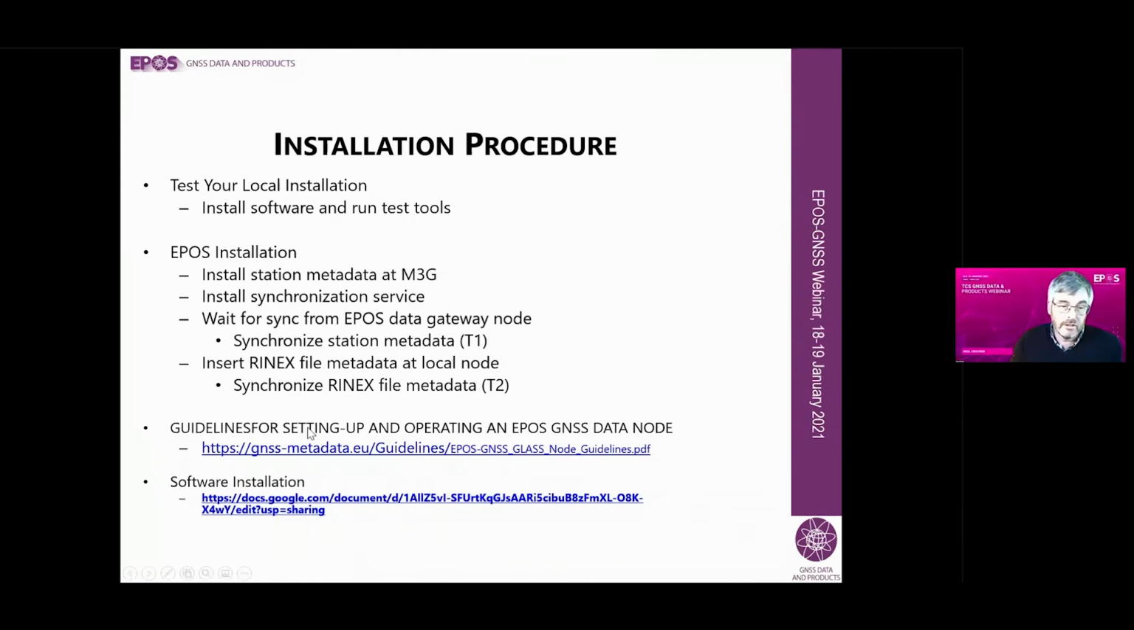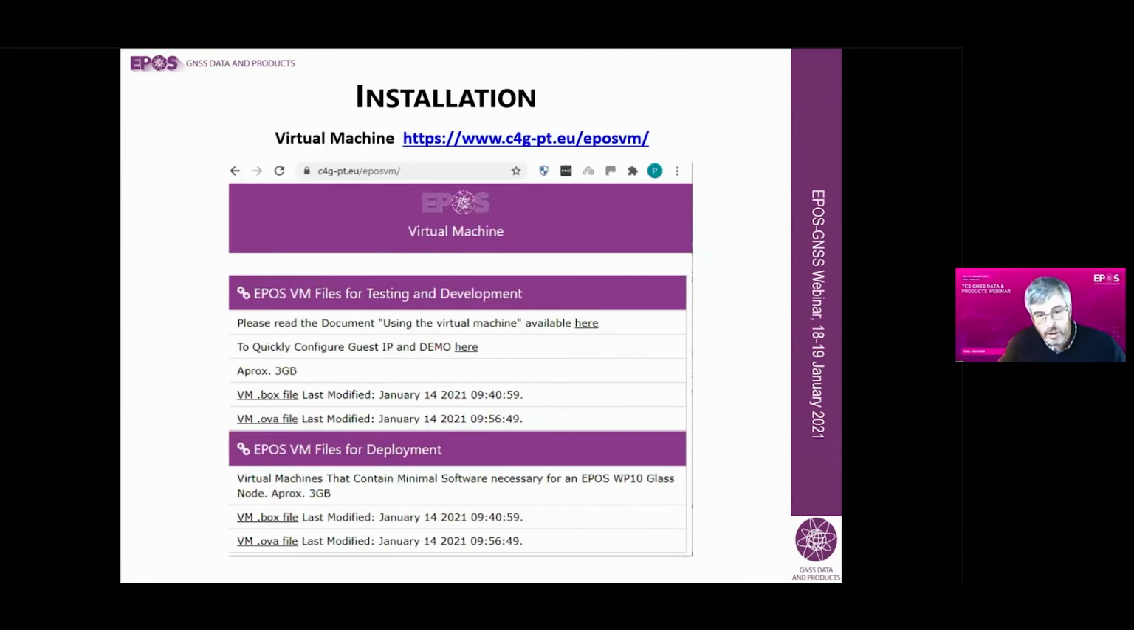So the guidelines for setting up and operating an EPOS GNSS data node can be found at the M3G site at this address. For software installation, there are some documents available on Google that we will share to describe the process in a bit more detail. There is also a virtual machine available with all the software pre-compiled and ready to roll at this address here.